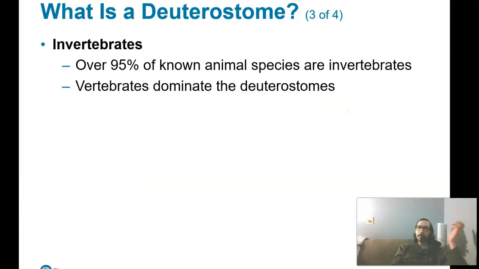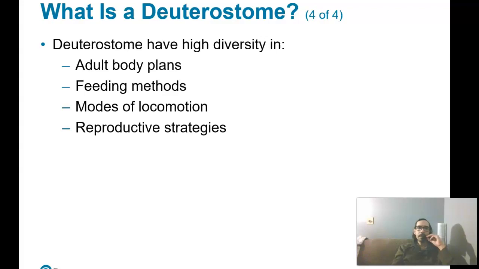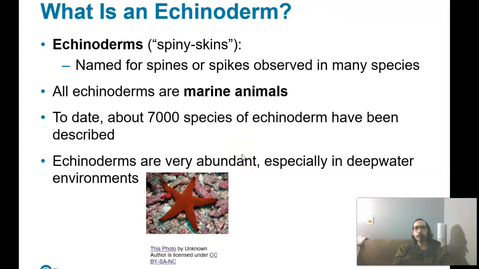Invertebrates are just animals without the backbone. Okay, so about 95% of the known animal species are invertebrates. But when you look at deuterostomes, the vertebrates are the ones that are dominant here. So deuterostomes have a lot of diversity in the body plans, the feeding methods, the way that they move around, and also how they reproduce. But we'll start with the echinoderms.